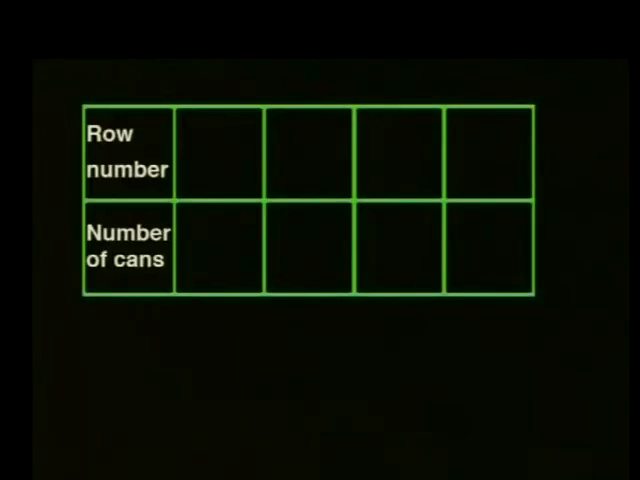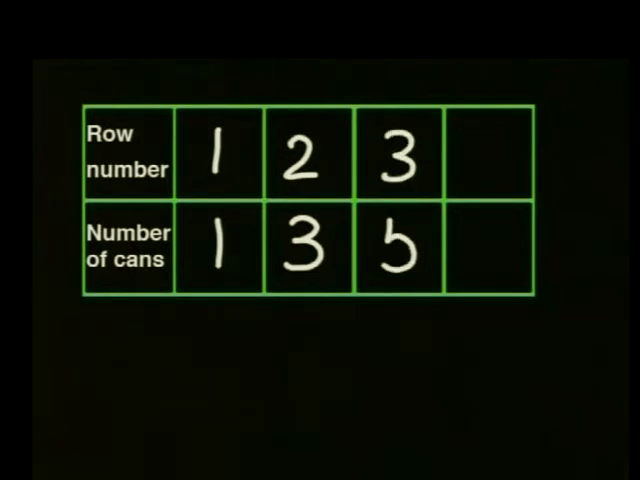We are going to set up a table of values to help us again. This time I will work with a table across this way. This here is the number of each row of cans. This below it is the number of cans in that row. So far we have seen that row 1 has 1 can. Row 2 has 3 cans. Row 3 has 5 cans. And row 4 has 7 cans.